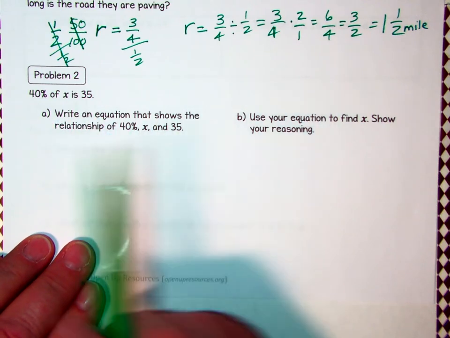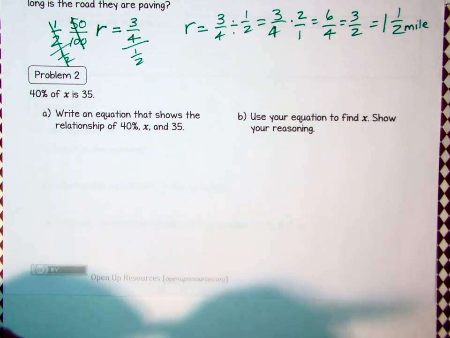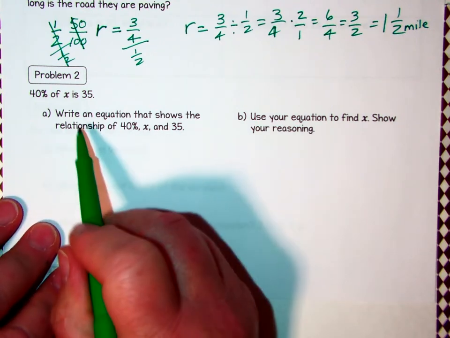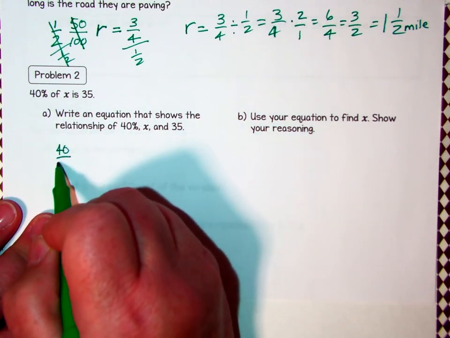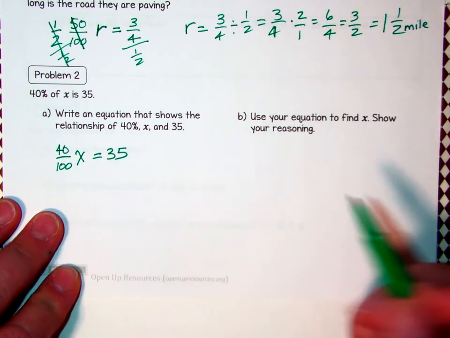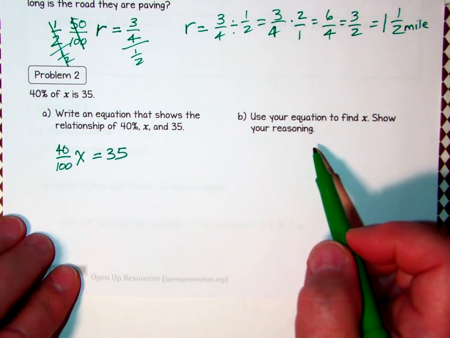40% of x, 40% of some number is 35. Write an equation that shows the relationship of 40%, x, and 35. Well, we've done this, right? 40%, 40 hundredths, times x equals 35. Then it says, use your equation to find x, show your reasoning.